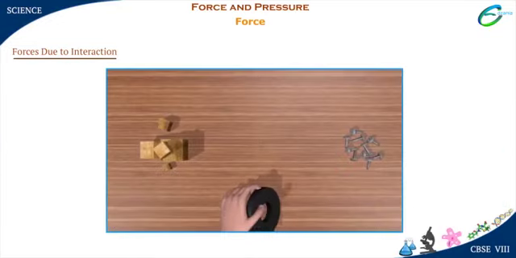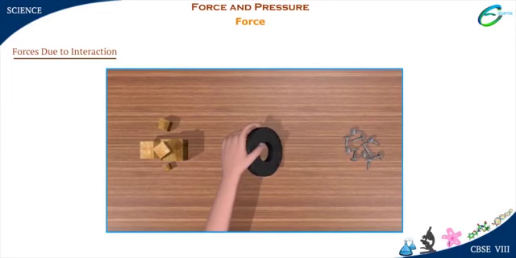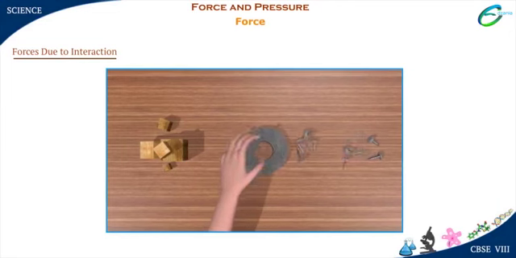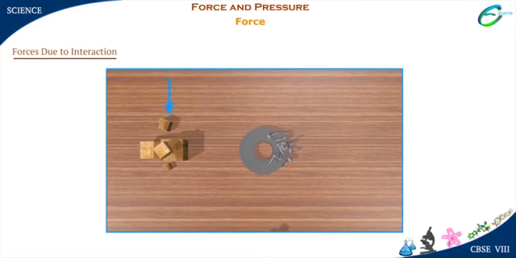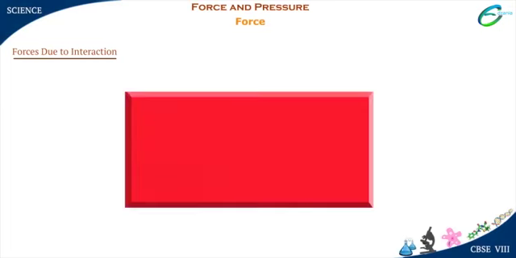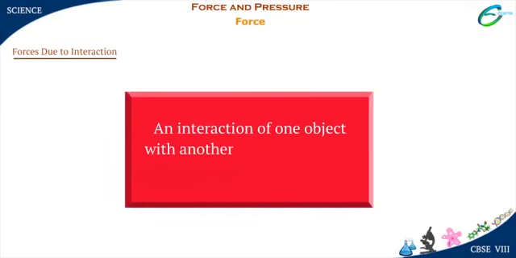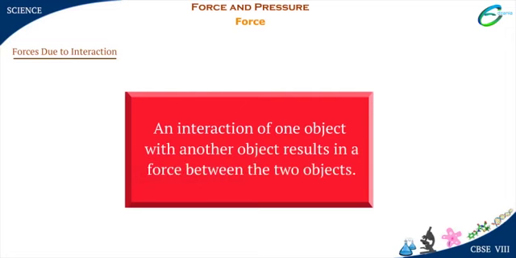What happens in case of magnets, as a magnet pulls iron objects without touching them? A magnet can attract only iron objects, which means magnetic pull becomes effective only when the magnet interacts with iron objects. So, an interaction of one object with another object results in a force between the two objects.